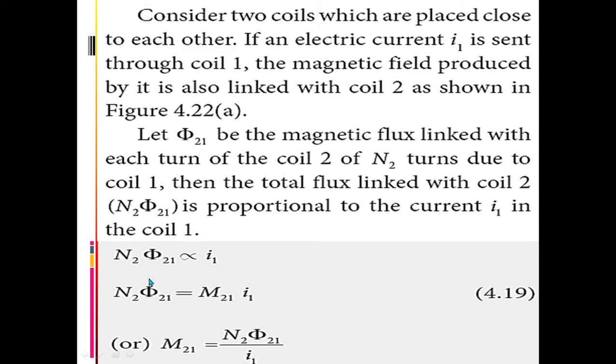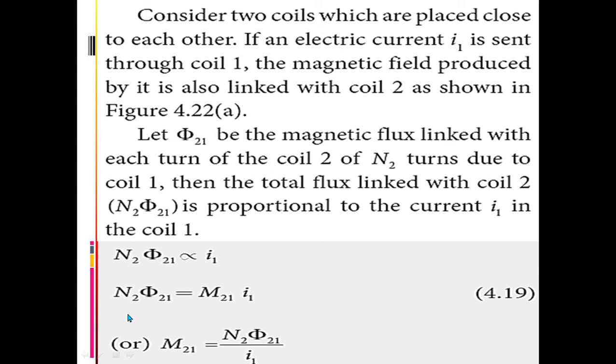So the equation can now be written as N2 phi 21 is directly proportional to I1. N2 phi 21 is directly proportional to I1. So when the current increases in the primary coil, that means coil number 1, the magnetic flux increases in the secondary coil, that means coil number 2.